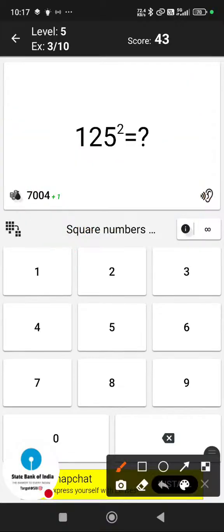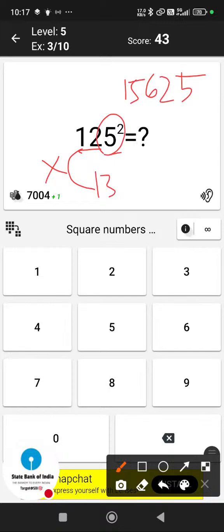Here the number ends with 5 and talking about square, so the number after 12, which will be 13, we need to multiply these two. 12 13 times will be 156, and 5 square will be 25, so answer will be 15625.